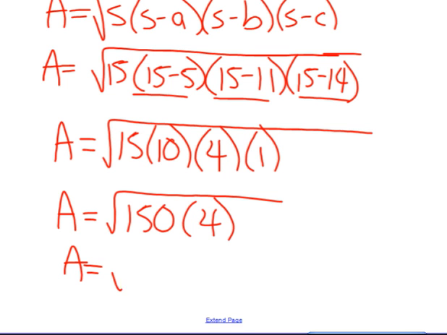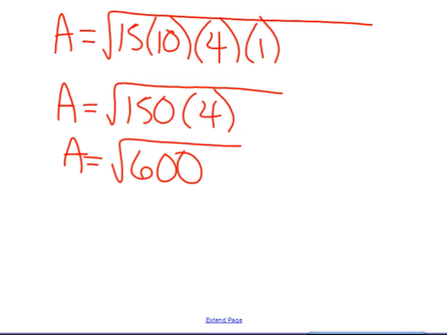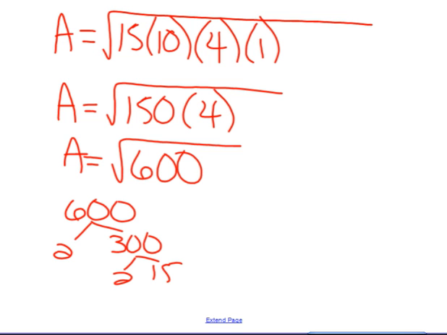And square root, 150 times 4 is 600. So the area is the square root of 600. In the interest of time, I'm not going to simplify that, but I would expect you to simplify square roots. If you remember how to simplify square roots? Where you do the factor tree, 2 times 300, 2 times 150, etc. And any pairs come out. Okay.